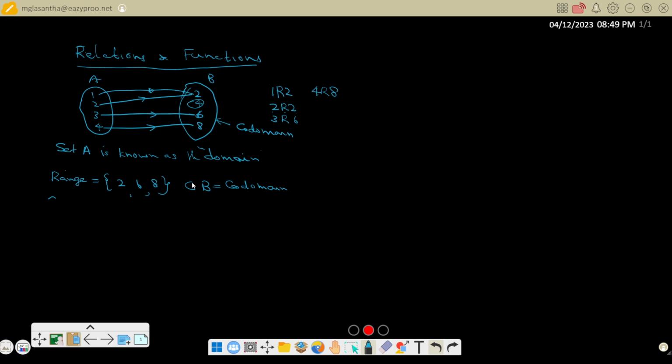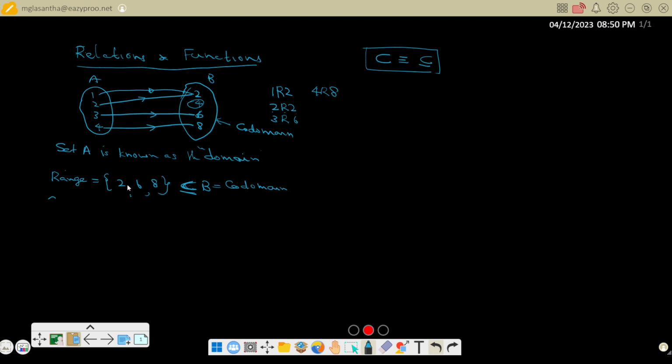Okay? So this is the subset symbol. Sometimes you can use the equal sign also, not necessary. Both are equal, and these two are subset notations. Now the range 2, 6, 8 is a subset of B. Why do we call this a relation?